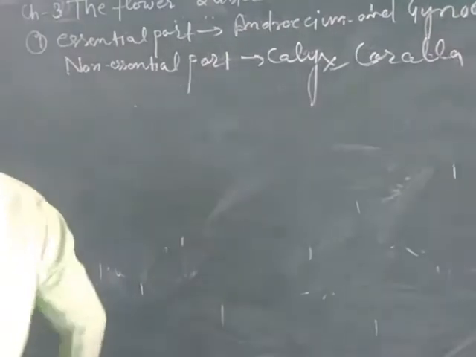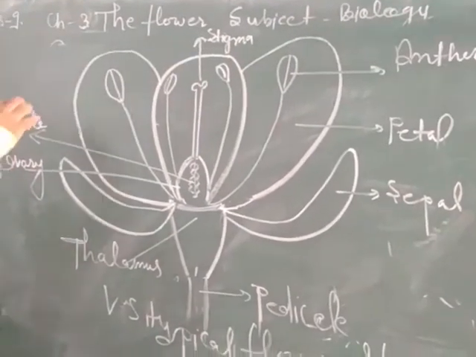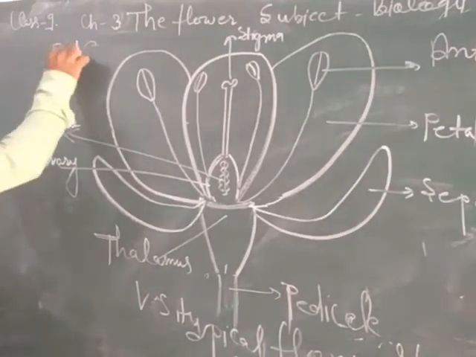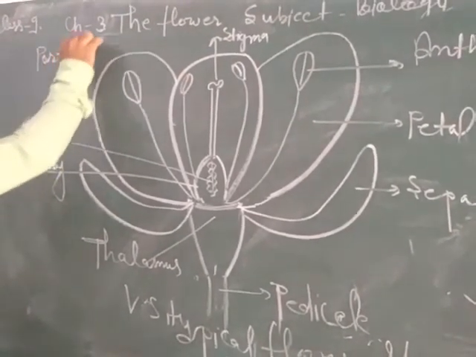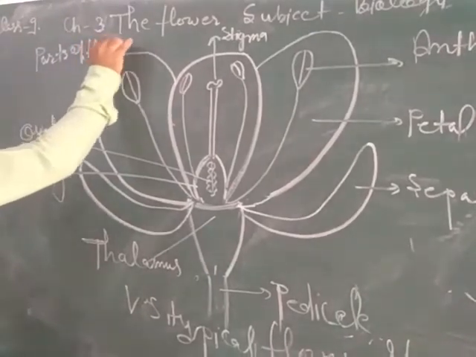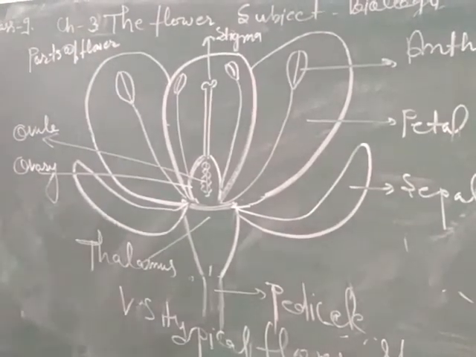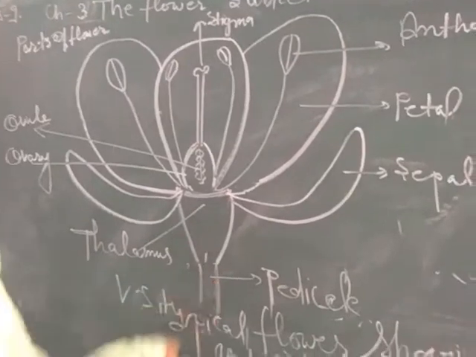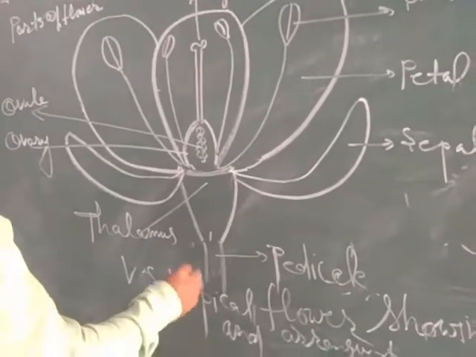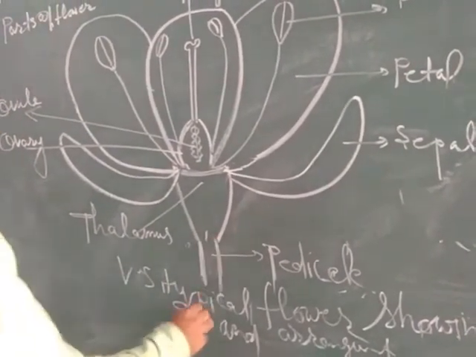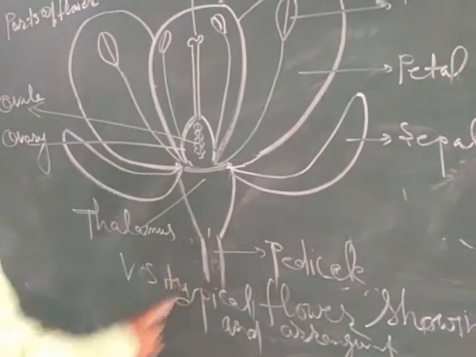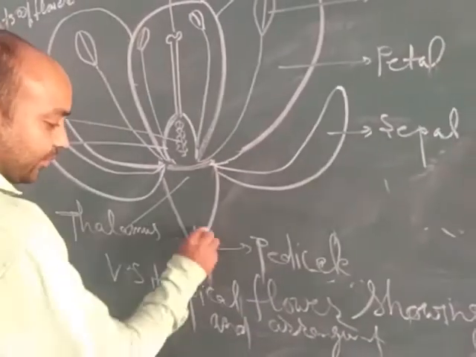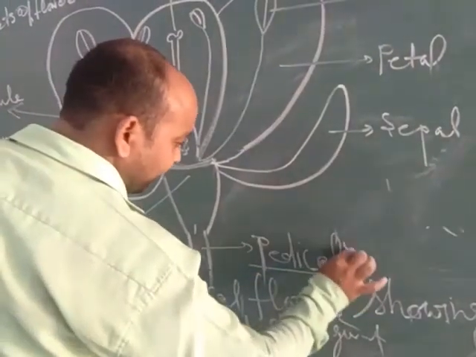Now dear students, we will discuss the different parts of a flower through a diagram. The flower is attached with the stem or its branches with the help of a stalk, that is called pedicel.